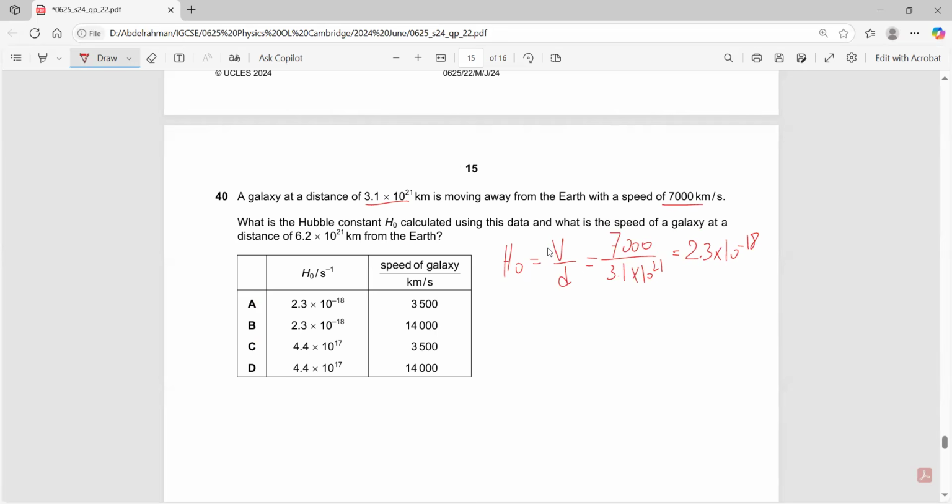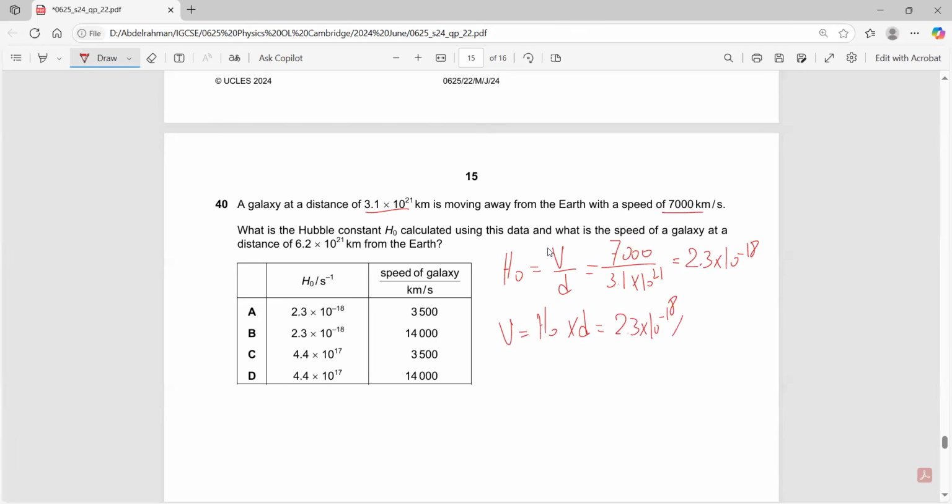Can I find the speed? Yes, the speed would be equal to Hubble's constant times the distance. Okay, so 2.3 times 10 to the negative 18 times the distance, which is 6.2 times 10 to the power of 21, giving you a speed of 14,000 kilometers per second.